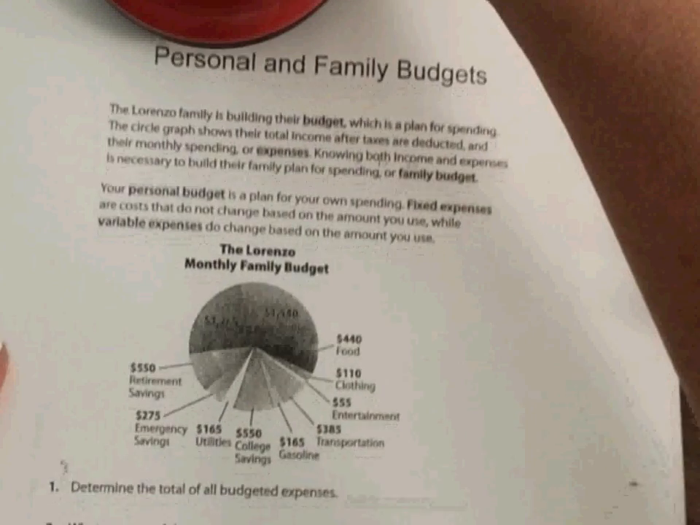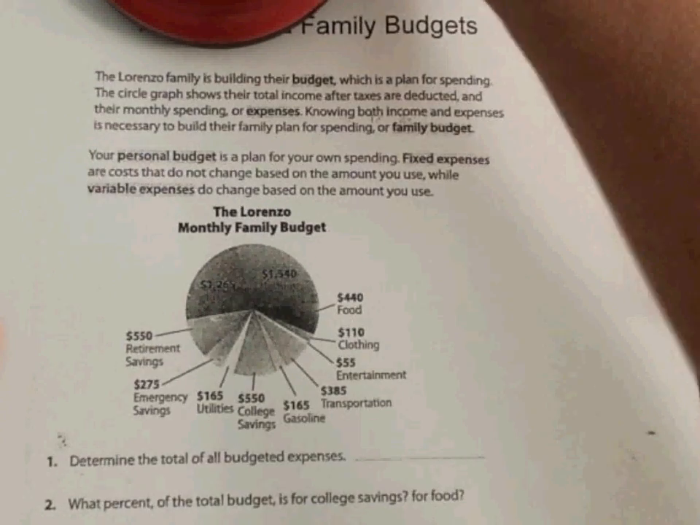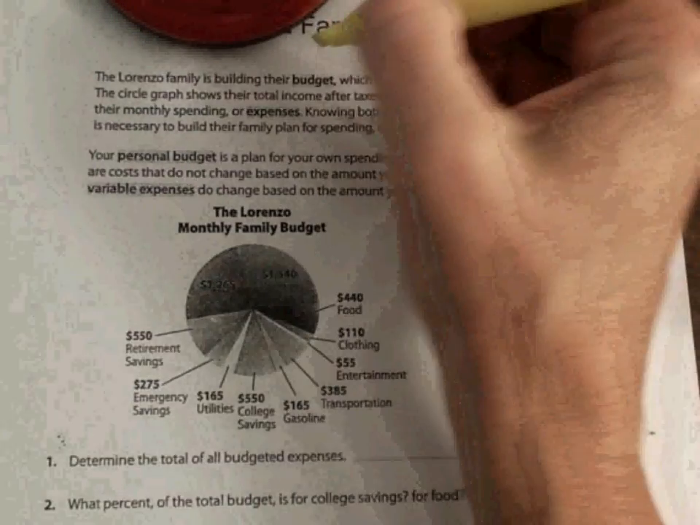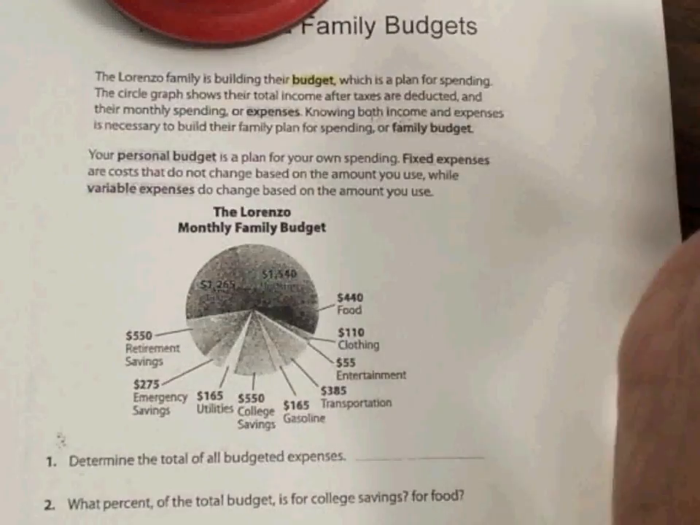So we talk about the Lorenzo family as they're creating their budget. A budget is a plan for spending, and the graph shows their total income after taxes are deducted and their monthly spending or expenses. Knowing both income and expenses is necessary in order to build your family spending or your family budget. So there's a lot of terms in here you're responsible for.